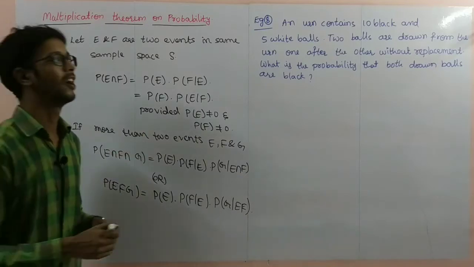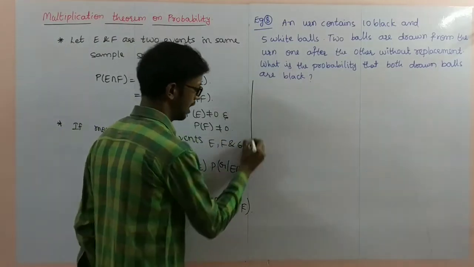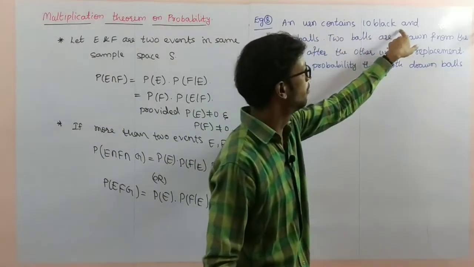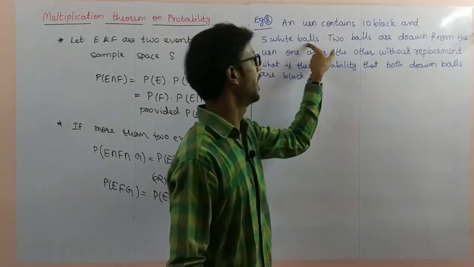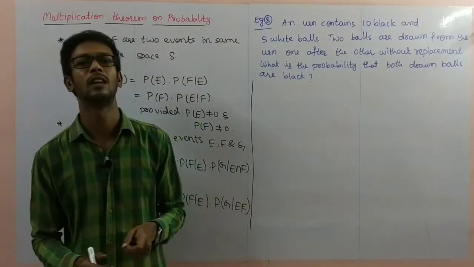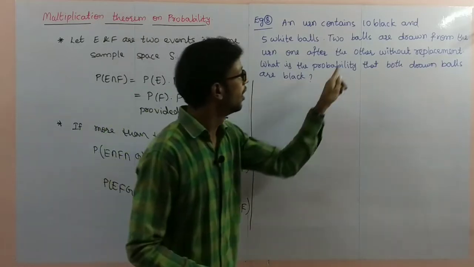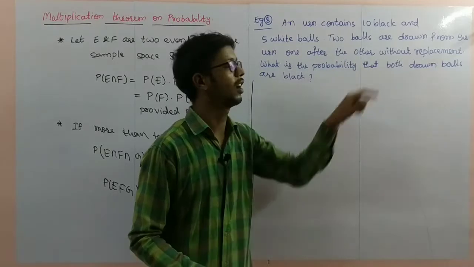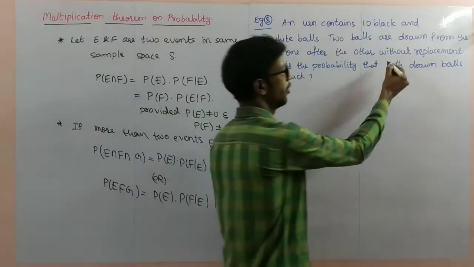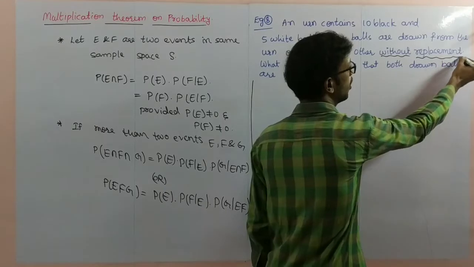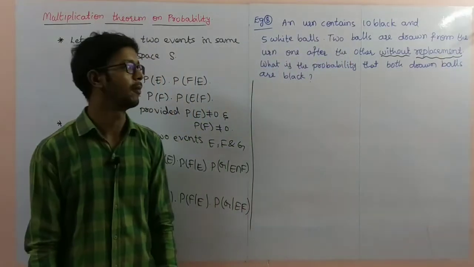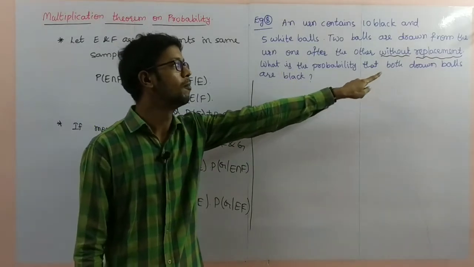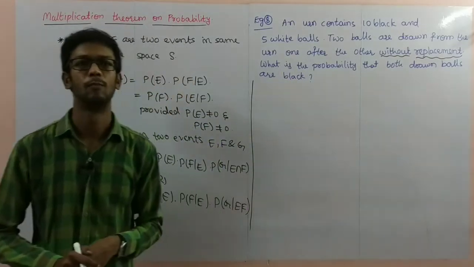So now we see example 8, problem number 8. An urn contains 10 black and 5 white balls. 10 black balls and 5 white balls are there. 2 balls are drawn from the urn, one after the other, without replacement. This is very important: without replacement. 2 balls we are drawing. What is the probability that both drawn balls are black?